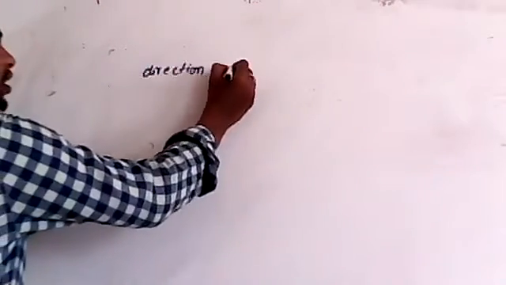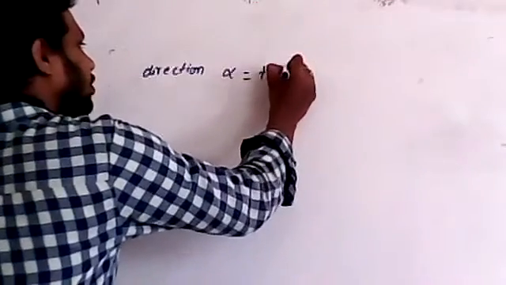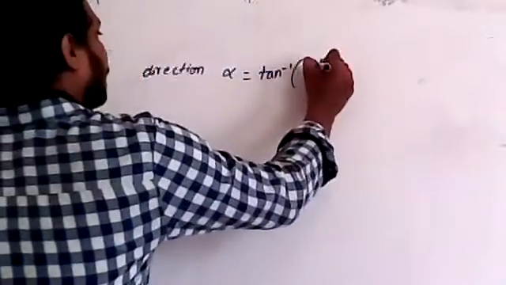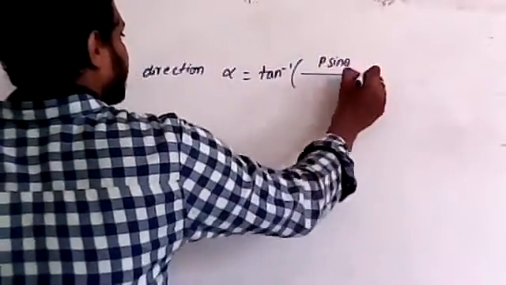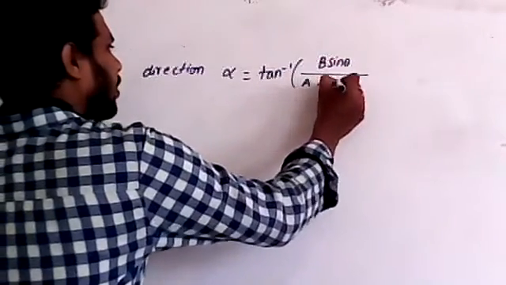How to solve this? Do you remember the concept of parallelogram? According to the concept of parallelogram, when the values are given, the direction alpha can be taken as tan inverse of B sin theta by A plus B cos theta.